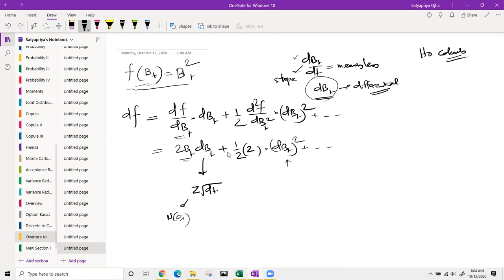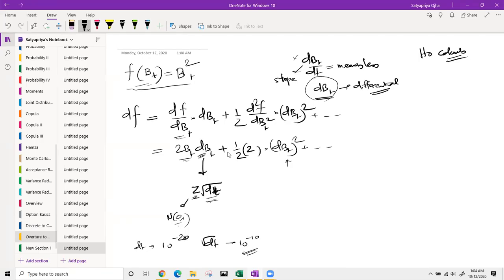Although the average value of this quantity is 0, because the average value of the random quantity z is 0. dt is a deterministic term, a small time interval. But the order of this term is square root of dt. If dt is like 10 to the power minus 20, then square root of dt would be 10 to the power minus 10. So this is very significant.